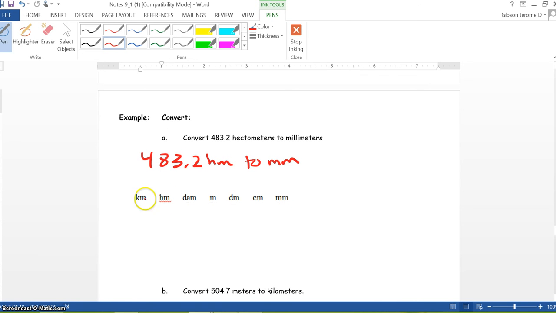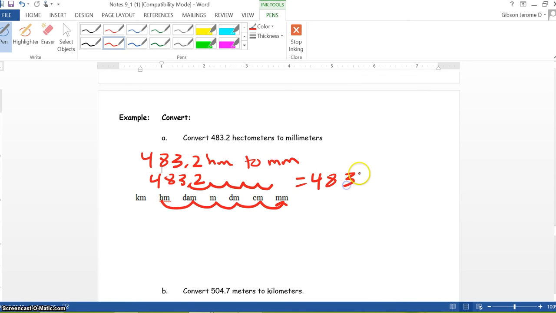Okay, now I took the liberty of putting this chart down here. So we have hectometers. Now hectometers is here, and we want to go to millimeters. So we will go 1, 2, 3, 4, 5 places to the right. So we could take this 483.2, and we need to move it 5 places to the right. And so our final answer would be 4832, and we would have 4 zeros. And this would be millimeters. So this will end up being 48,320,000 millimeters.